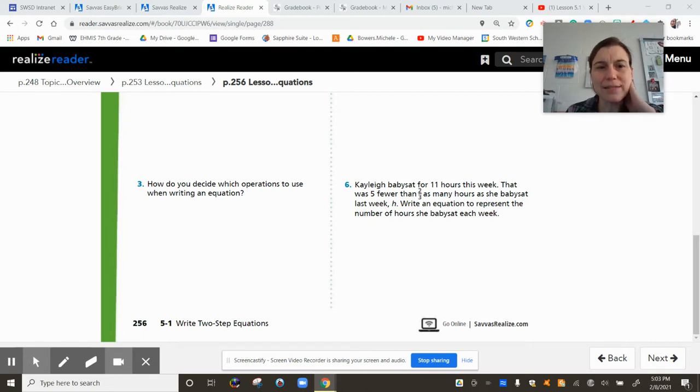This is from lesson 5-1 in Envision, and we are on page 256, which is in your textbook, or if you need to access it, you can access it through the EasyBridge link, and just go to the table of contents and you can find it by using the page number. So I'm going to start with number 6 here, and then we're going to do some examples on the other page.